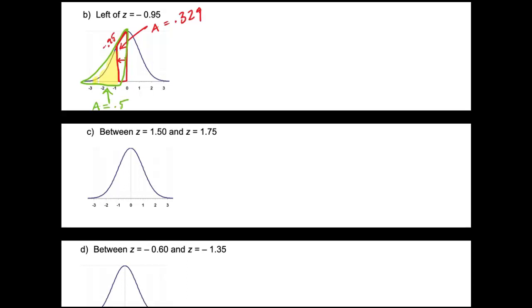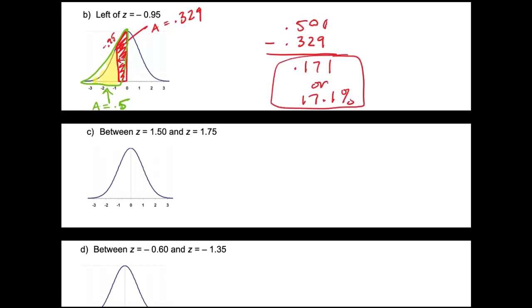But I know that the area of the entire right side is 0.5. So I can take that whole area of 0.5 and subtract the red section, the part that I don't want, to get the yellow section, which is the part that I do want. So I'm going to take 0.5 or 0.500 and subtract 0.329. Okay, and I get 0.171, or as a percentage, 17.1%.